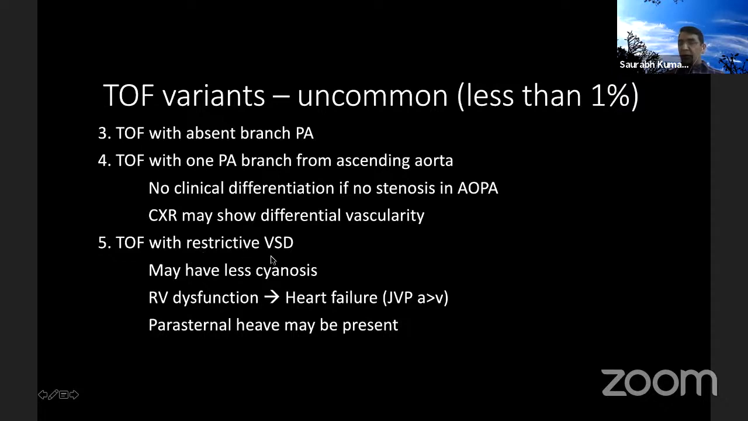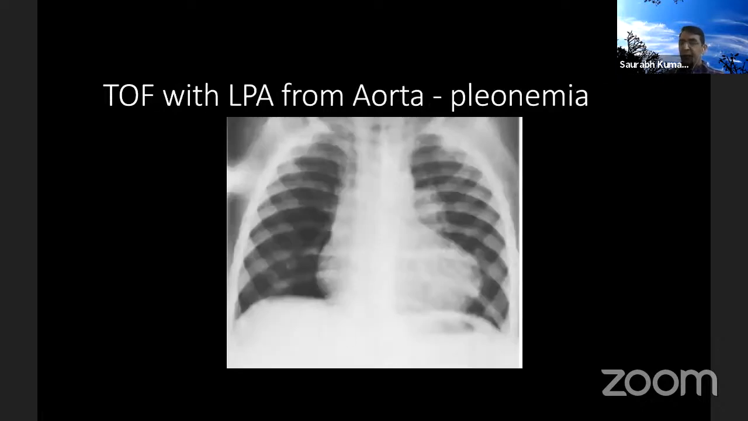Now a word about restrictive VSD. If they have restrictive VSD, they are likely to have less cyanosis, more likely to have RV dysfunction. They may have heart failure, and JVP may have a prominent A wave, and parasternal heave may be present, which I highlighted even earlier. This is one example where LPA is from the aorta and there is differential vascularity on the two sides, and this is sometimes called pleonemia.